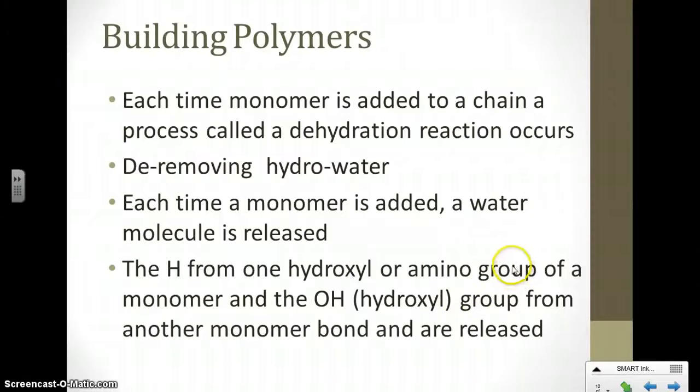If you remember back to your functional groups, what is often happening is that a hydrogen from one of our hydroxyl or amino groups of one monomer is going to come together with the hydroxyl group from a second monomer. Through that combination of an H and an OH, we are able to create the molecule H2O and release that water. In doing so, we're going to create a bond between the 2 monomers.